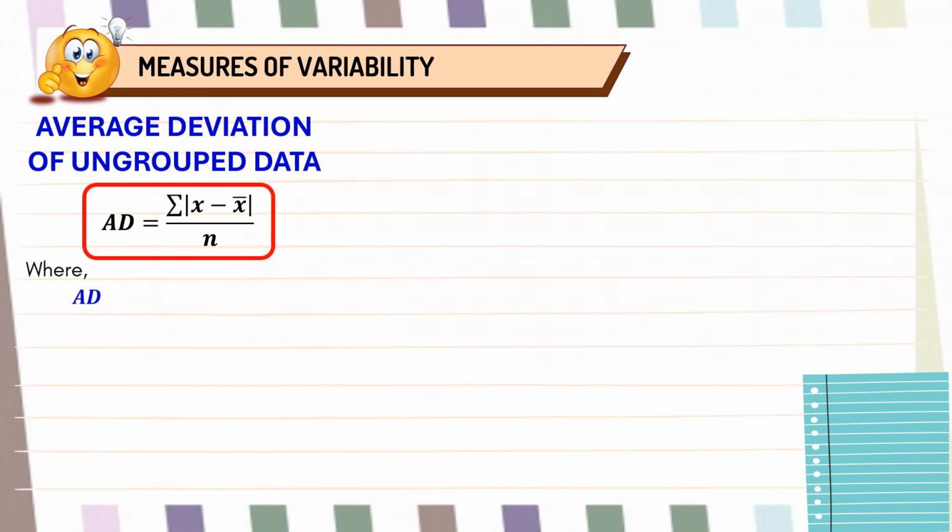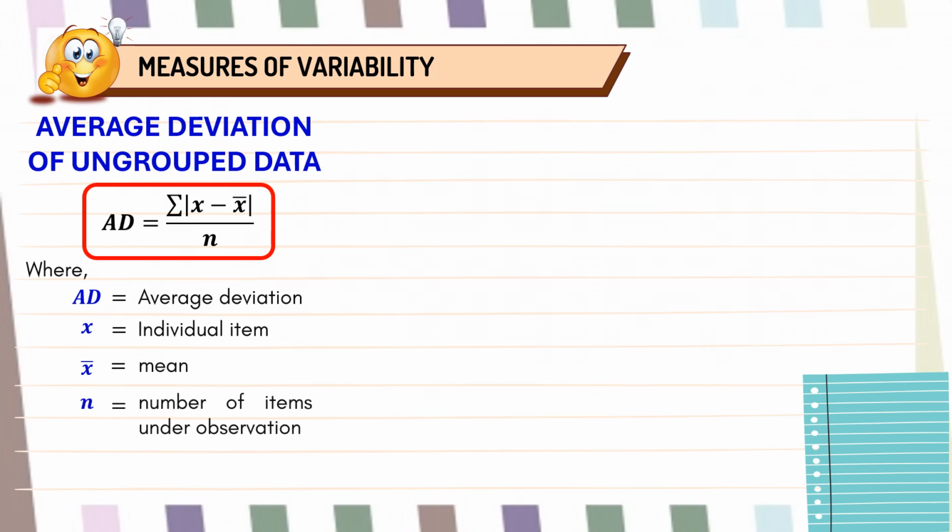We have AD is the average deviation, x is the individual item or the individual score, x bar refers to the mean. Then n is the number of items under observation, or the total number of scores provided. Now, to make you understand better, let's have an example.